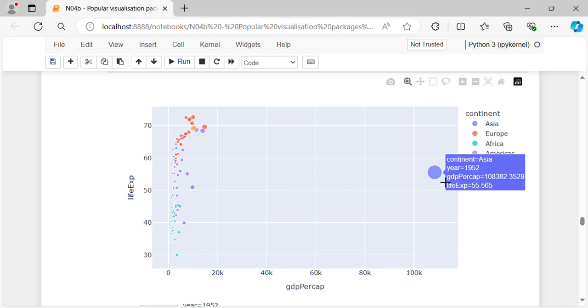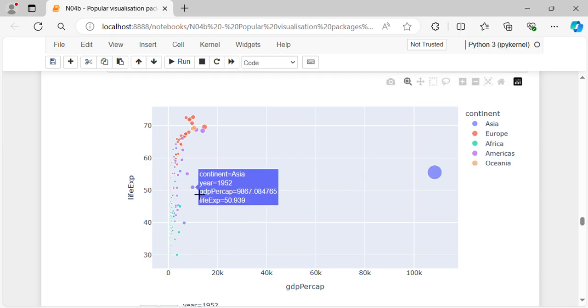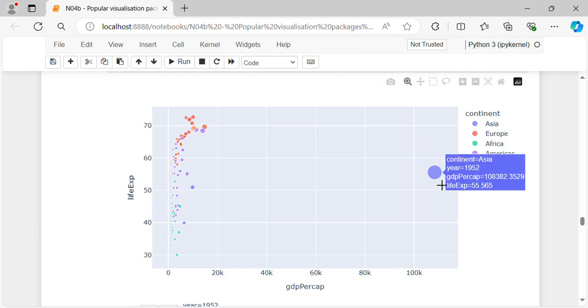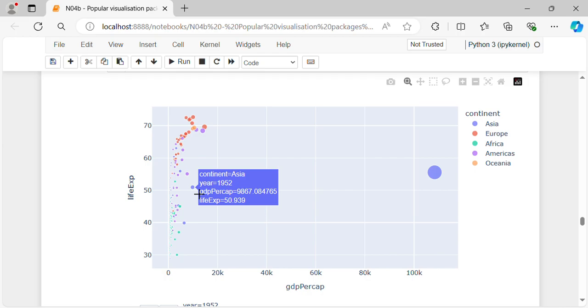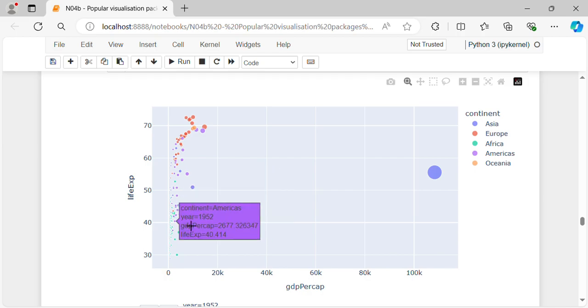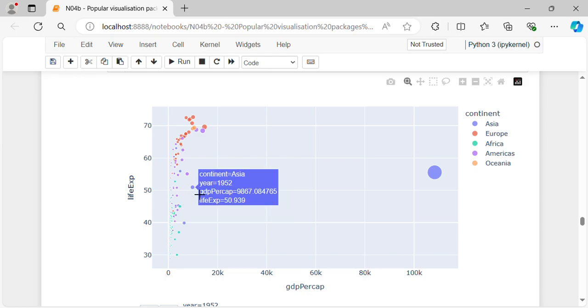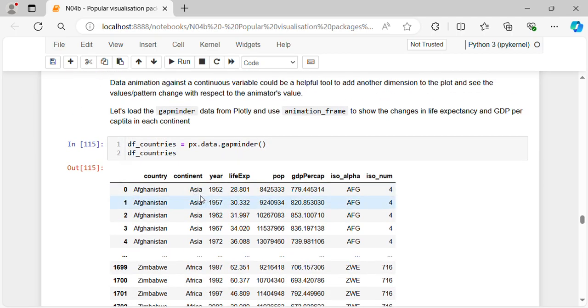For the continent Asia, GDP per capita is around 9867, but we have more than 100,000 as well in the same year. So this is continent, but this is for different countries as well. So each continent, Asia, for example, has Afghanistan.